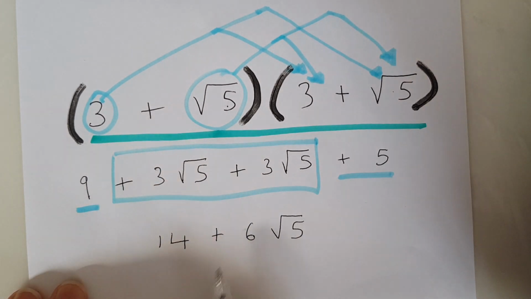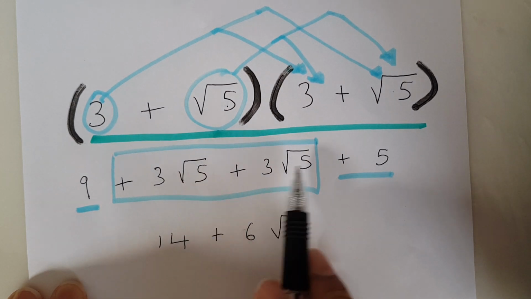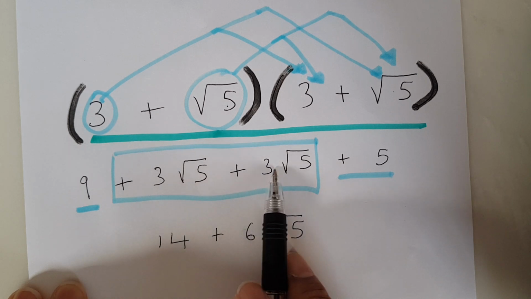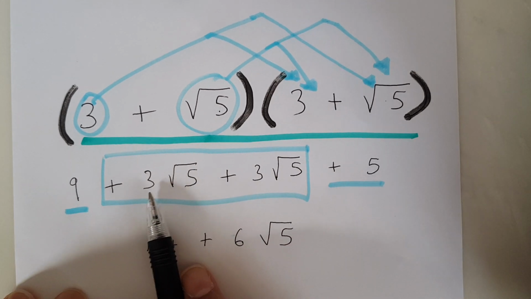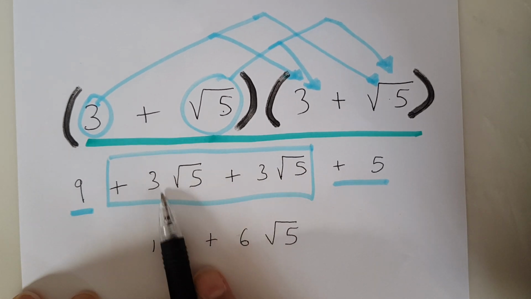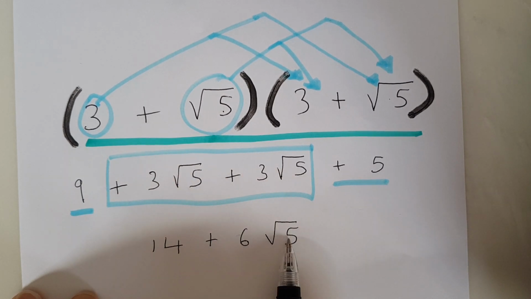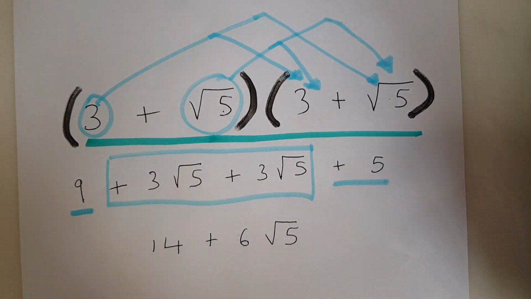So you got 9 plus 6 square root of 5. Okay? 6 square root of 5. You're not timesing these, okay? You're not timesing, you're adding them. It's like an x. 3x plus 3x. It's like that. So 3x plus 3x equals 6x. Or 3y plus 3y equals 6y. They're plus positives anyway, okay?